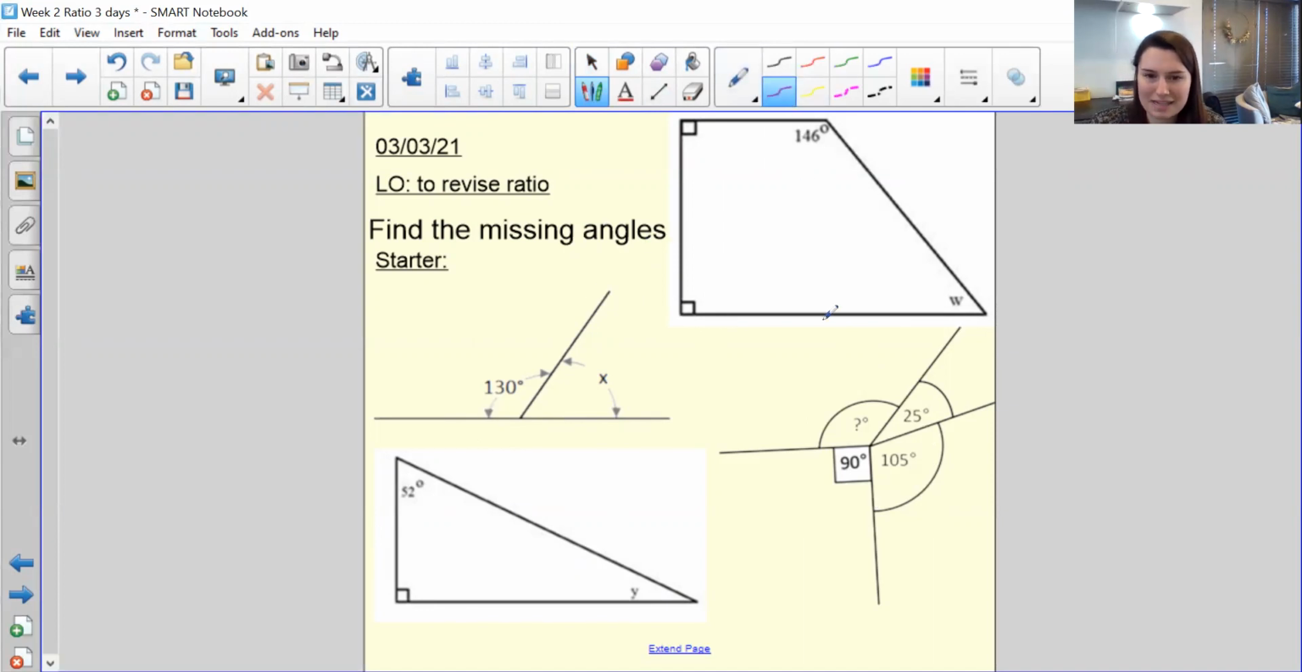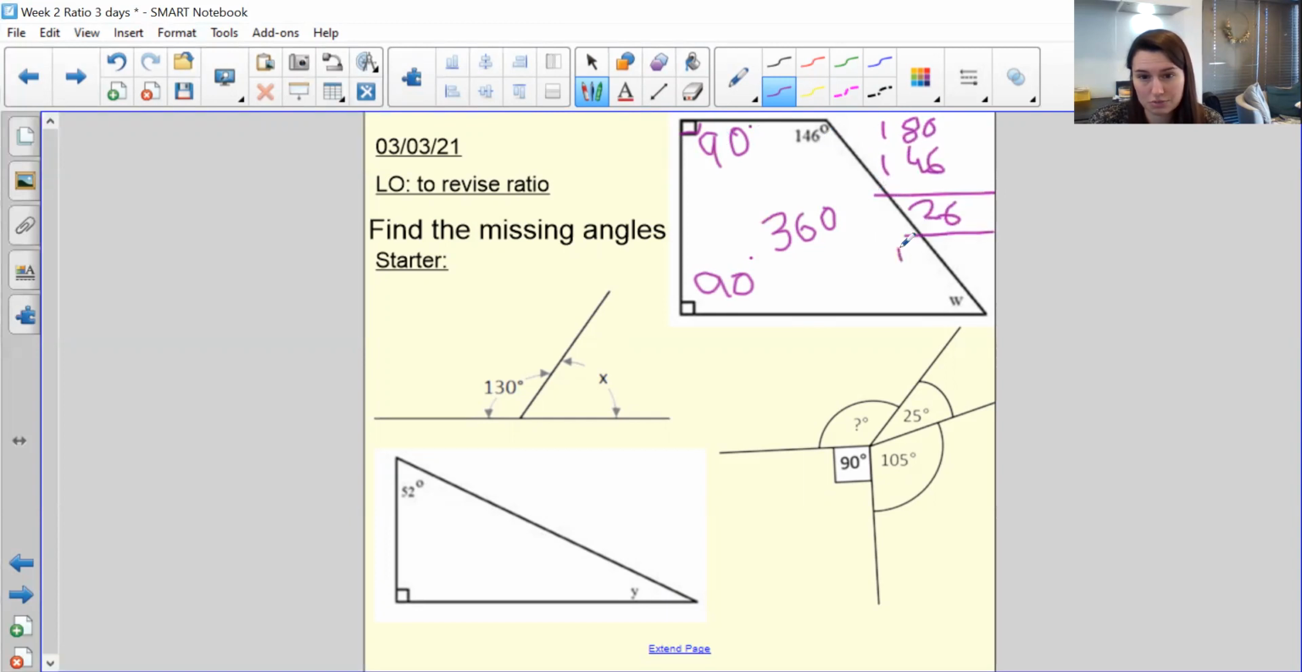Okay, so let's go through. Let's start with this quadrilateral. We know that it should add up to 360 in total. Hopefully you remembered that these squares represent a right angle, which is 90 degrees. So we've got two of those, and we have the 146. So let's add all those up. 90 add 90 is 180, which we know. And then let's add that to the 146.